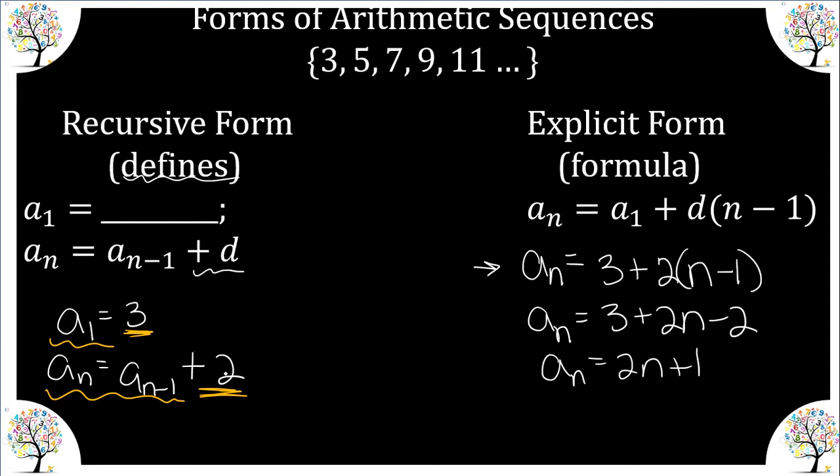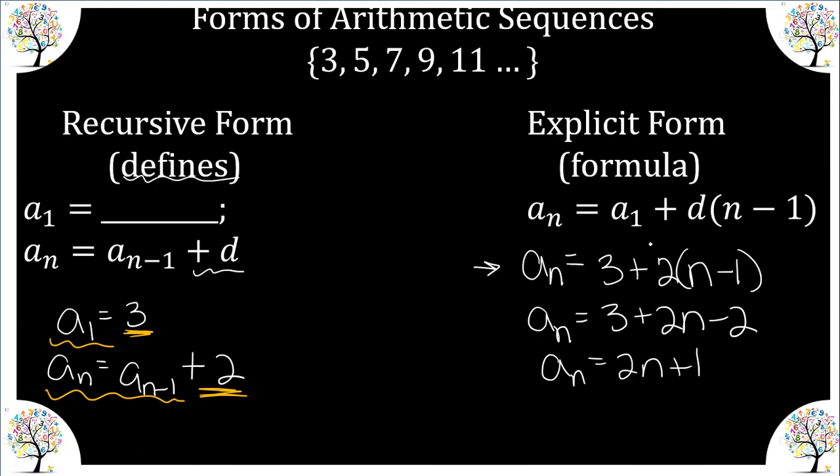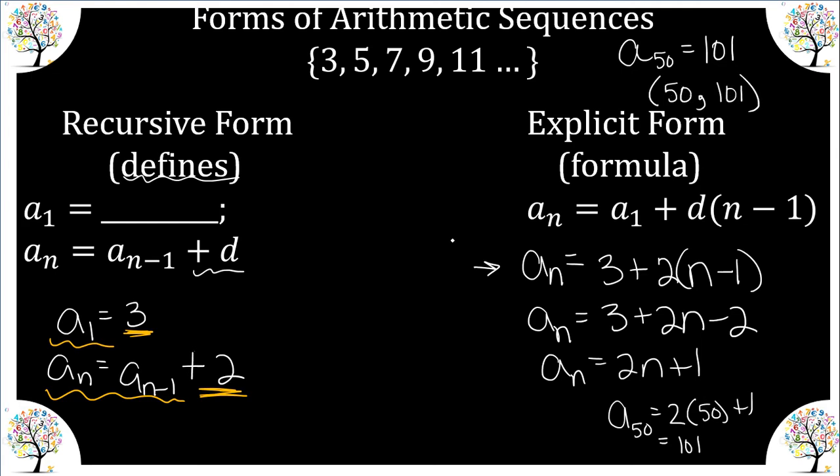So we could find any term that we wanted. Let me go back. Let's just say we wanted the 50th term of this sequence. We simply say the 50th term is when n is 50. We're going to multiply by 2 and add 1. So that's going to be 101. So the 50th term is 101. We could write this as an ordered pair, 50, 101.